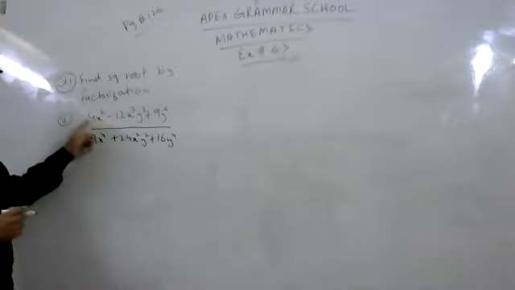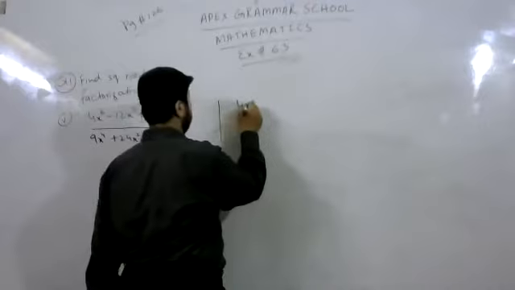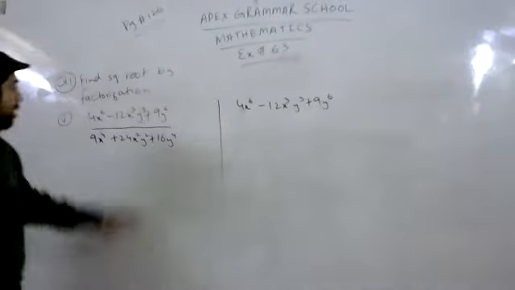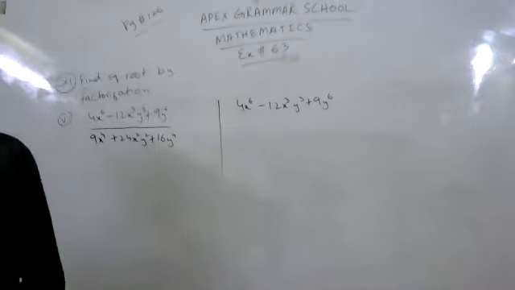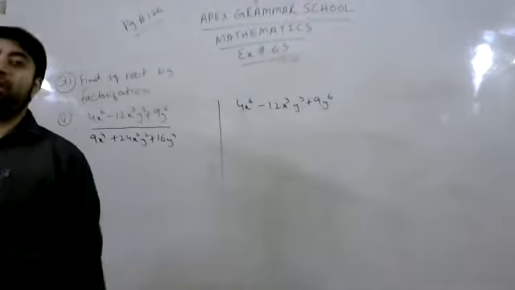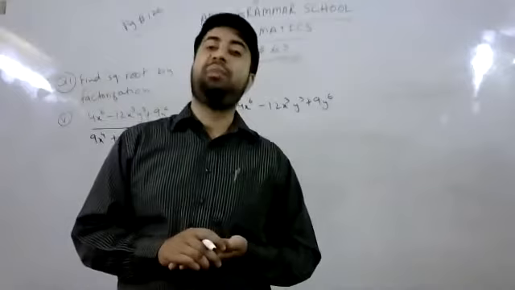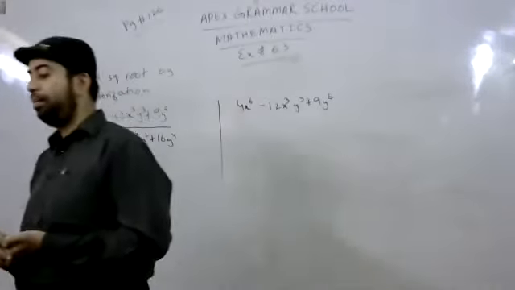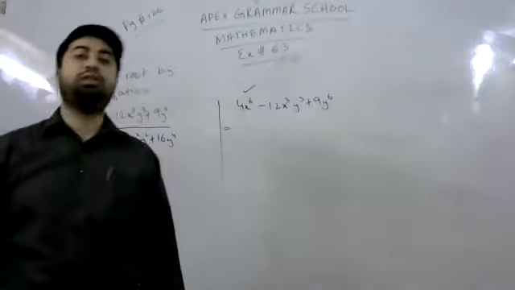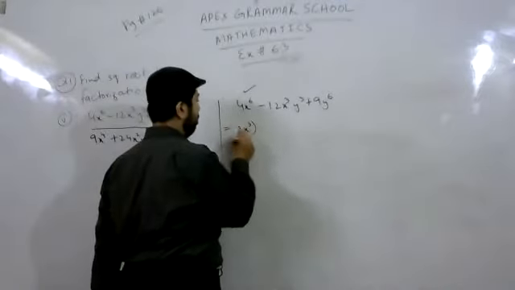For the numerator, 4x to the power 6 minus 12x cubed y cubed plus 9y to the power 6. We need to make a complete square of it. You can see that there are two values with positive sign and one value with negative sign. It means that this is a complete square of the form a minus b whole square. So we need two positive squares. First is 4x to the power 6. 4 is the square of 2, x to the power 6 is the square of x cubed. So we can write this as 2x cubed whole square.